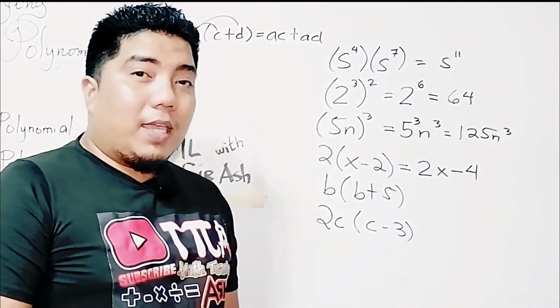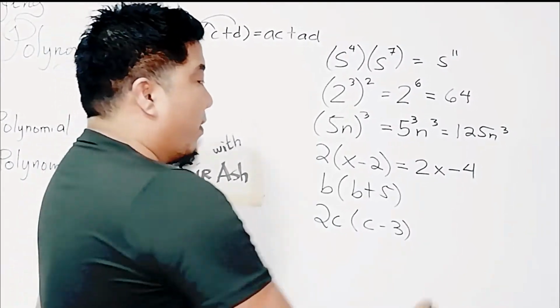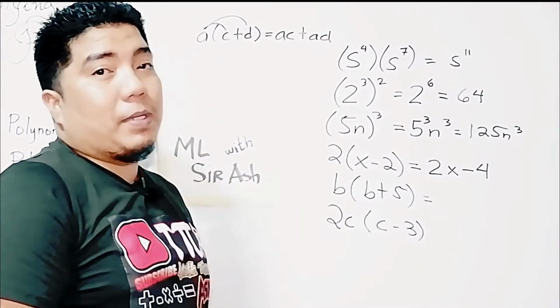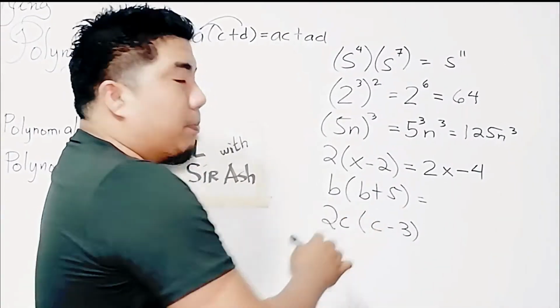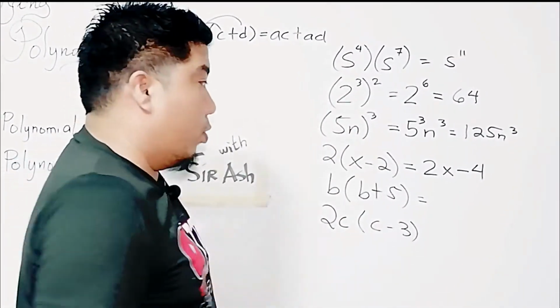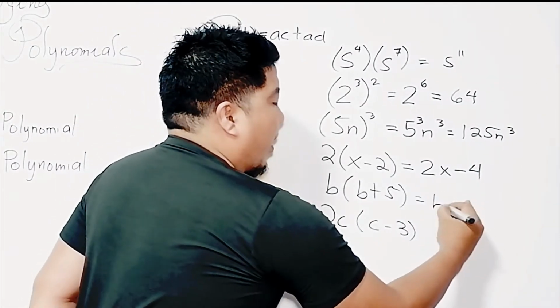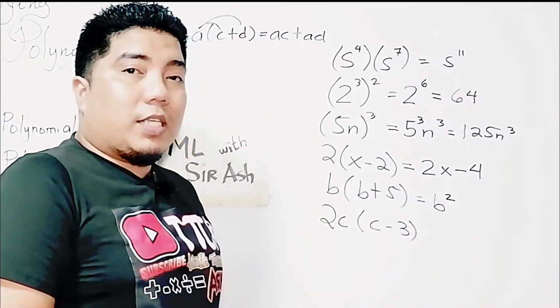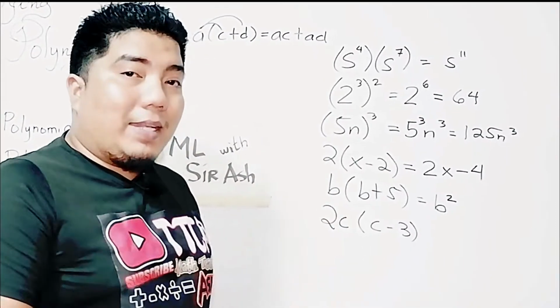Now, let us go to our second to the last example. We have b times the quantity b plus 5. So as you can see, this is just the same as the fourth example. But b times b here, we will apply our law of exponent, which is the product rule. So b times b will give us b squared. We will just copy our base and then add the exponent.